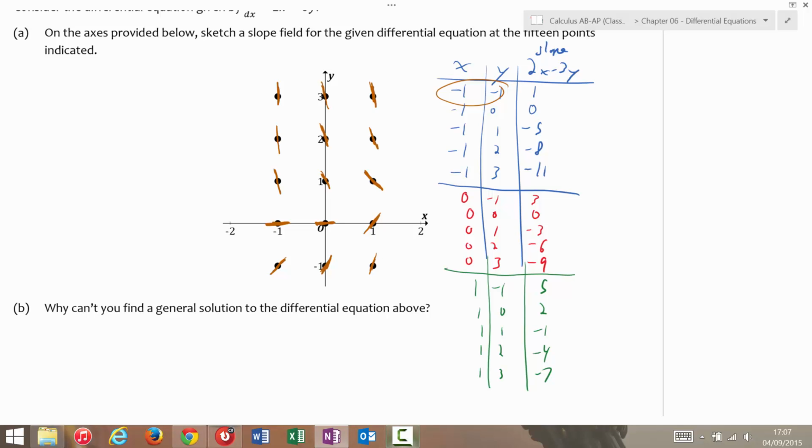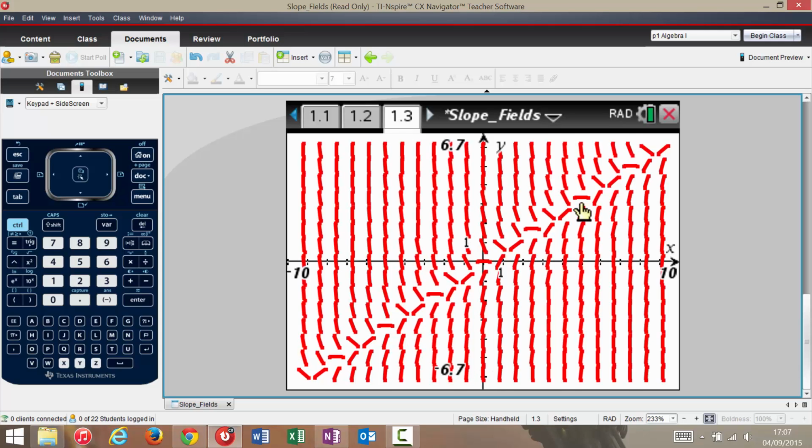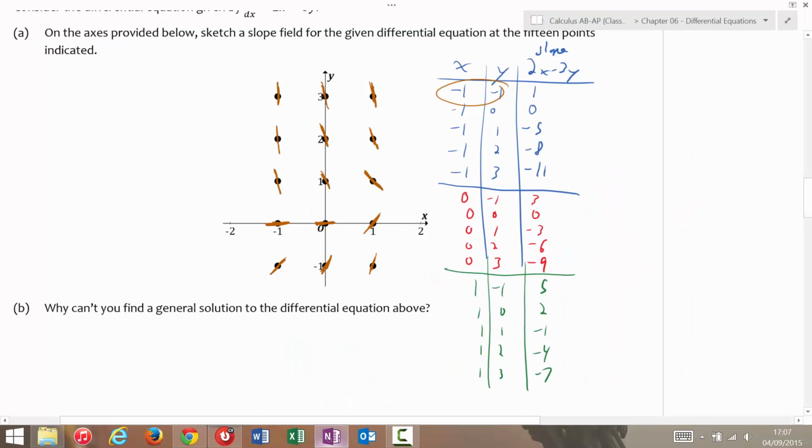I'll pause it and show you what it actually looks like. There's what the graph really looks like, and while that might look jumbled to you, it's definitely showing something. So that's essentially what you see there.